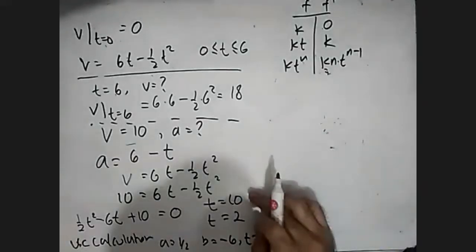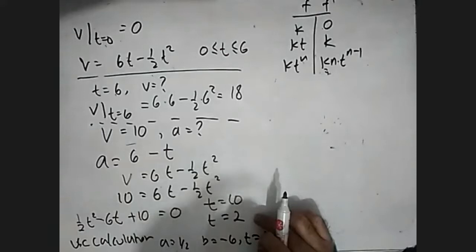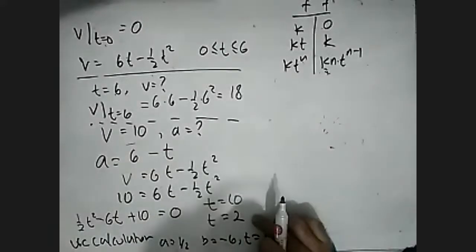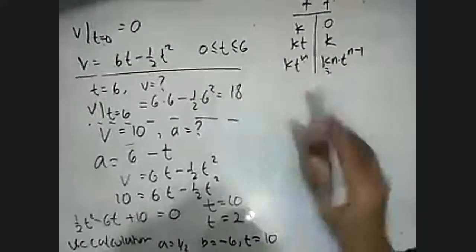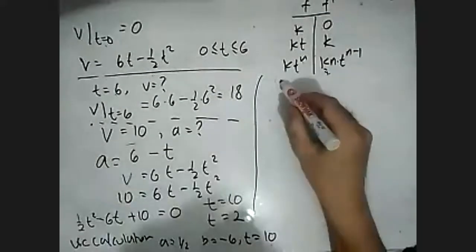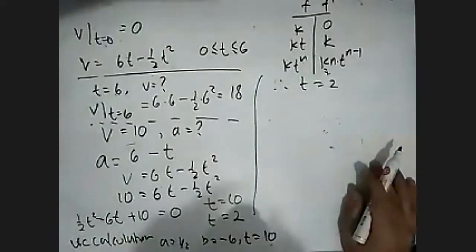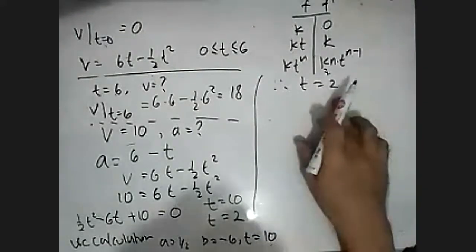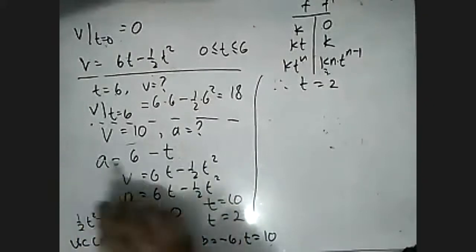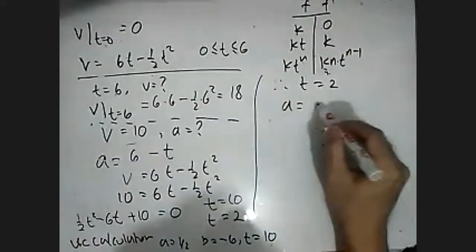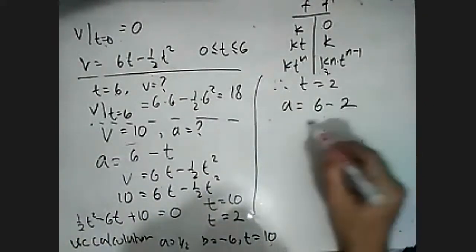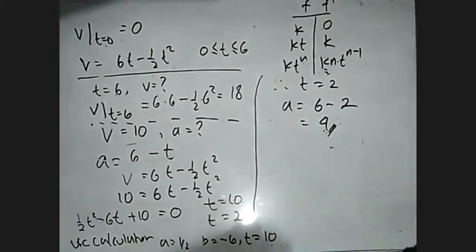Now, among the two t here, we're going to use the value of t equals 2 because our question says that t is between 0 and 6. So, we are going to use t is 2. Okay. And we can use this to use the formula here. A is 6 minus 2 or 4.